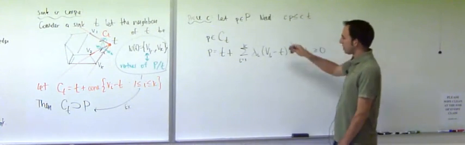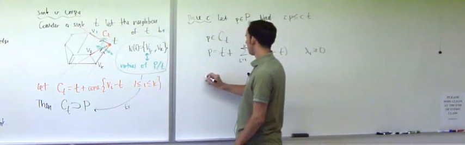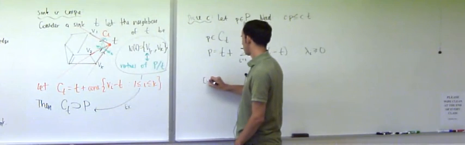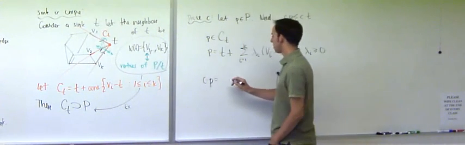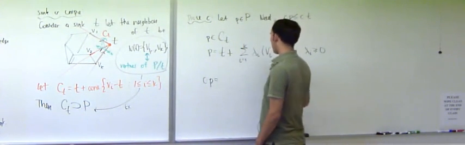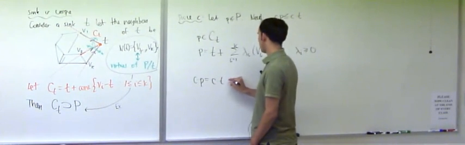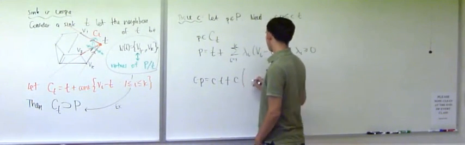So now let's compute c dot P. So c dot P is equal to c dot all of this, right? So c dot T plus c dot all of this stuff.